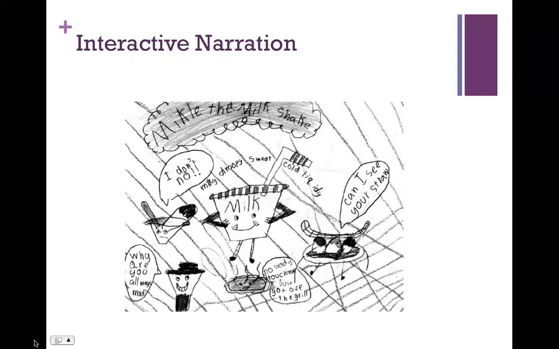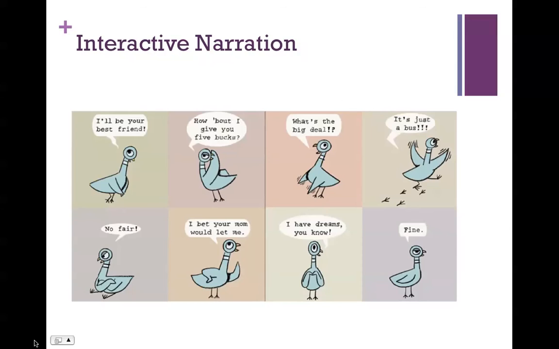In this picture from the article, you can see that the Sundays are talking to one another. One is saying, "I don't know." One is saying, "Can I see your straw?" "Nobody touch me. I just got off the grill," is what one character is saying. So you can see how they relate to one another and how they're interacting with one another. And in this example, from Don't Let the Pigeon Drive the Bus, they're having a conversation with one another.